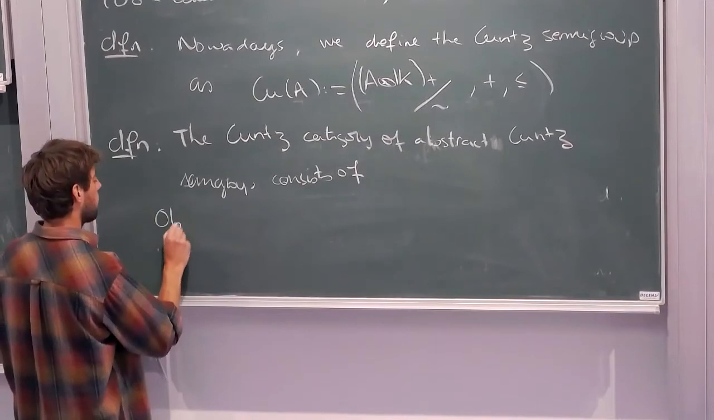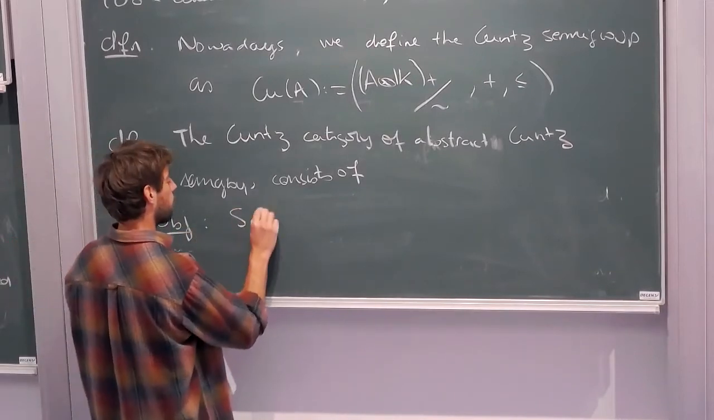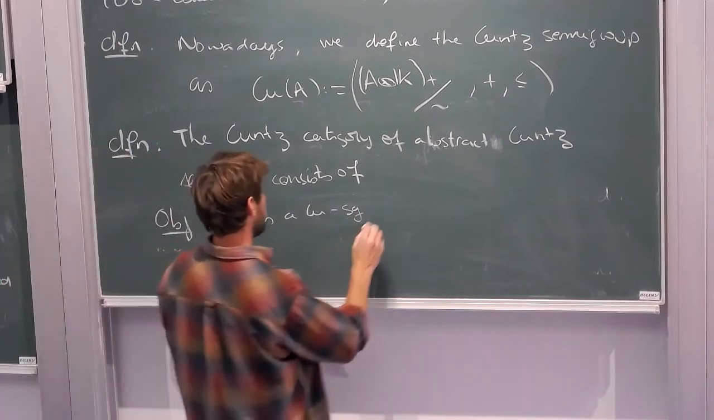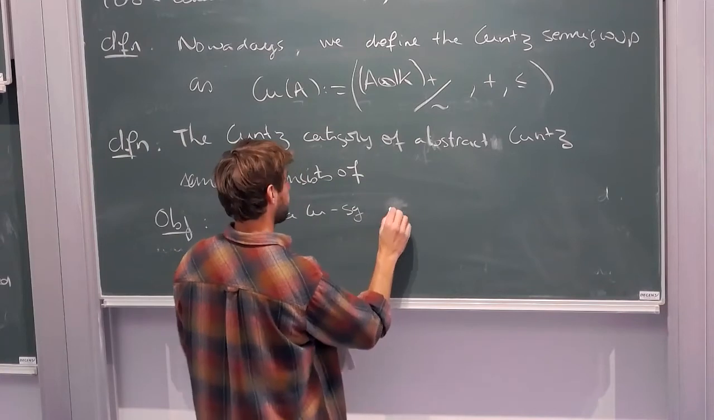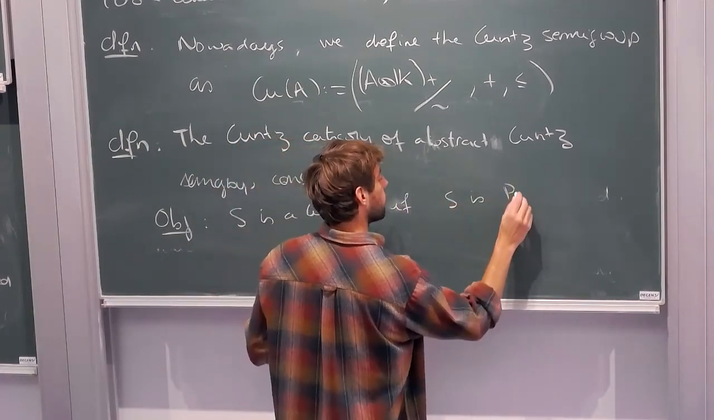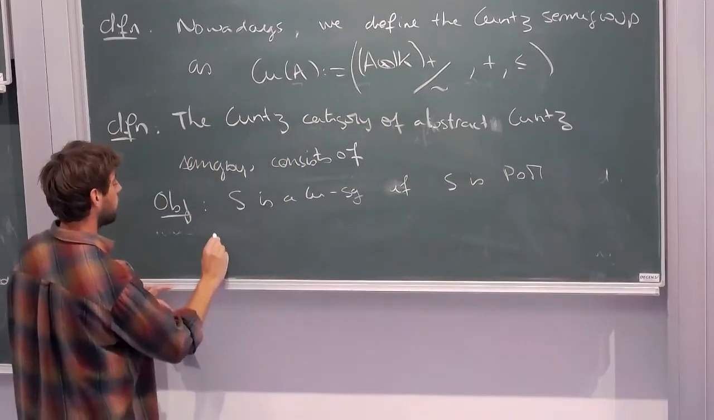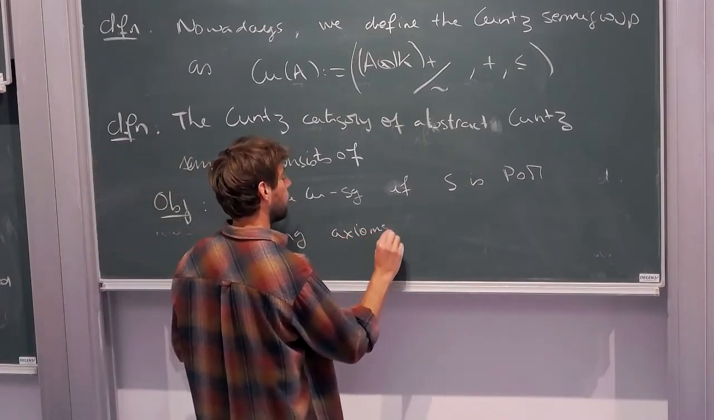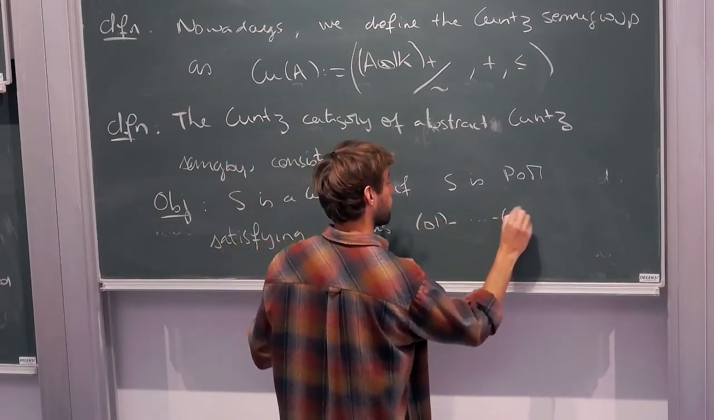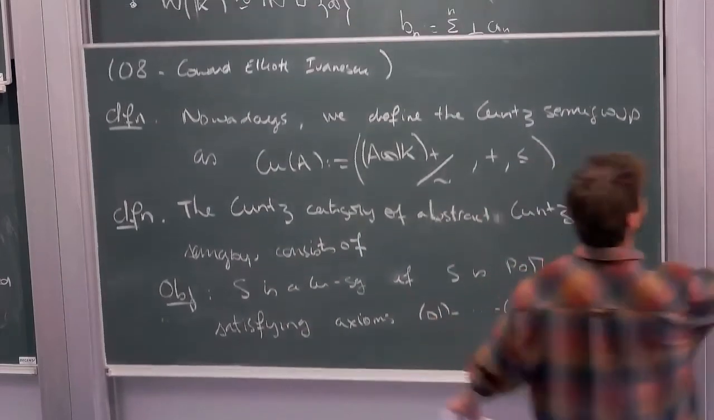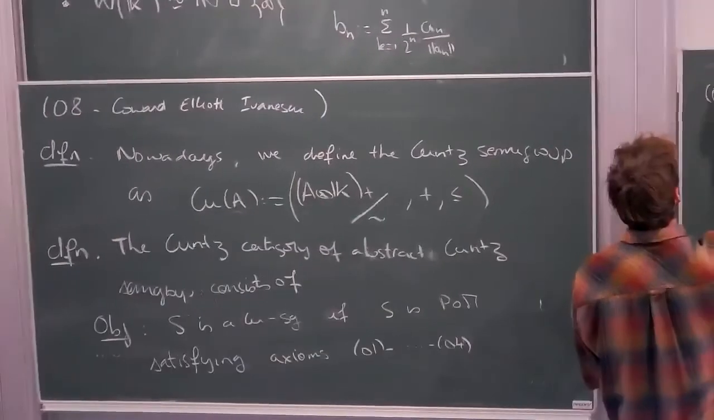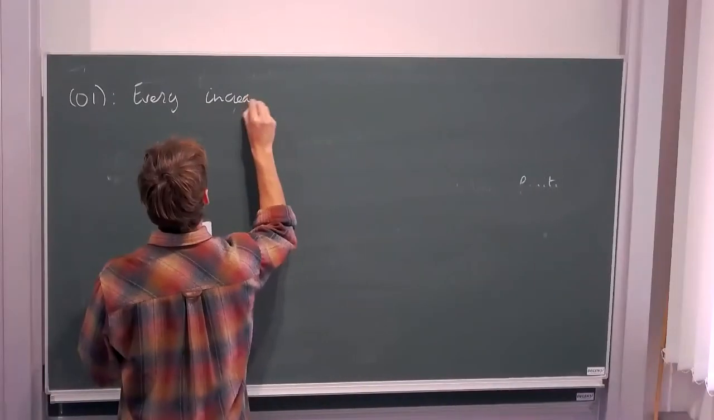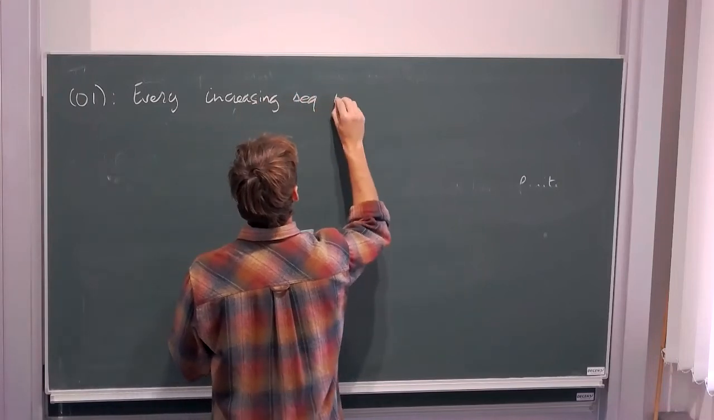So the objects are abstract Cuntz semigroups, usually written Cu-semigroups. It's a partially ordered monoid satisfying the axioms O1 to O4. And those axioms are, so one is that every increasing sequence has a supremum in S.